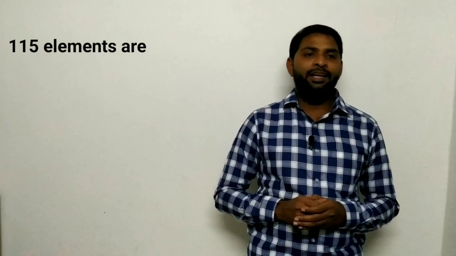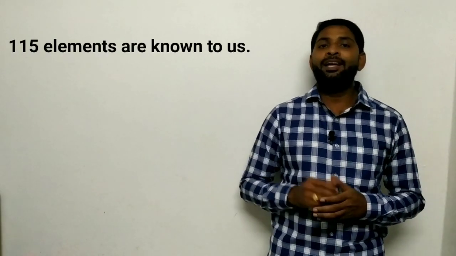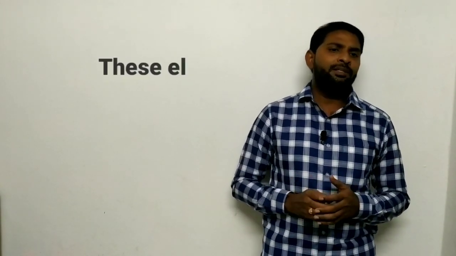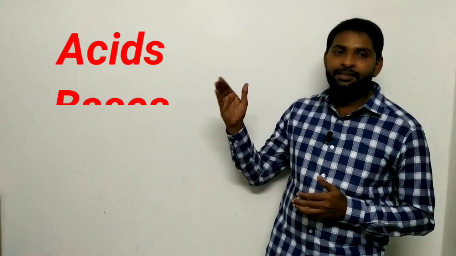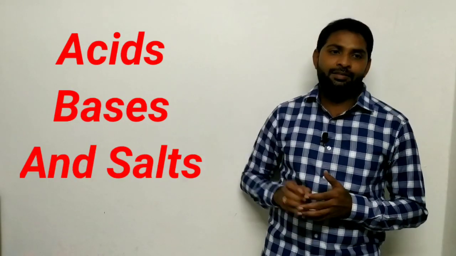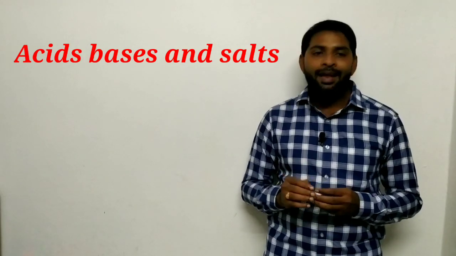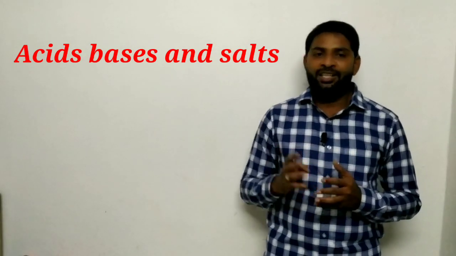115 different chemical elements are known to us at present. These elements combine to form a large number of compounds. On the basis of their chemical properties, all the compounds are classified into three types: acids, bases, and salts. In this chapter, we will study all three types of compounds, acids, bases and salts, in detail.